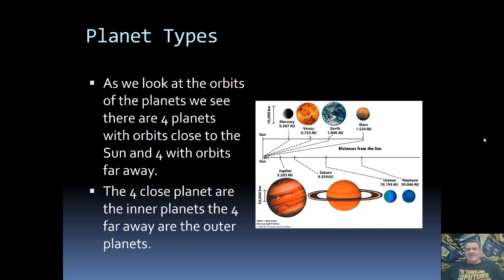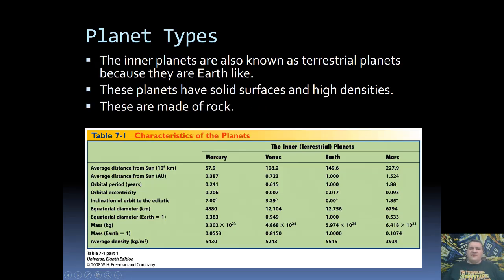As we look at the planets, we see that there are kind of two sets. We have one set that is close to the sun. These are sometimes referred to as the inner planets. And then we have the other set that is far away from the sun. These are often referred to as the outer planets. So we have the four inner planets and the four outer planets. The four inner planets are also known as the terrestrial planets. Terrestrial means Earth-like. So these planets are Earth-like.